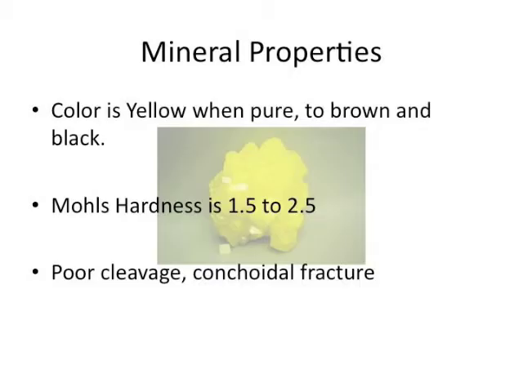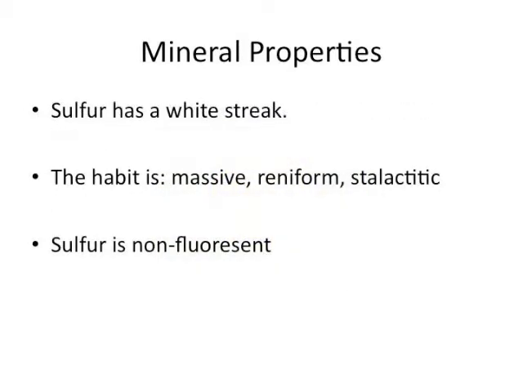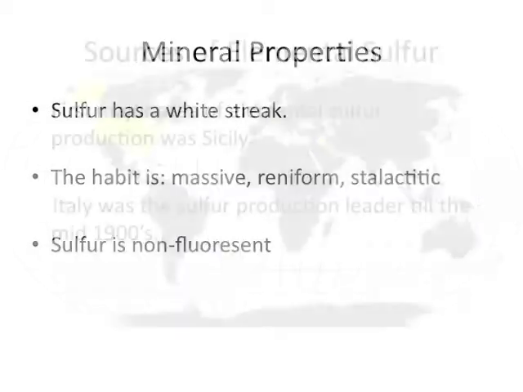Mineral properties of sulfur: its color is yellow when pure, to brown and black when it's not. Mohs hardness is 1.5 to 2.5, and it has poor cleavage and it exhibits conchoidal fracture. Sulfur has a white streak, its habit is massive, reniform, and stalactitic, and sulfur is non-fluorescent.